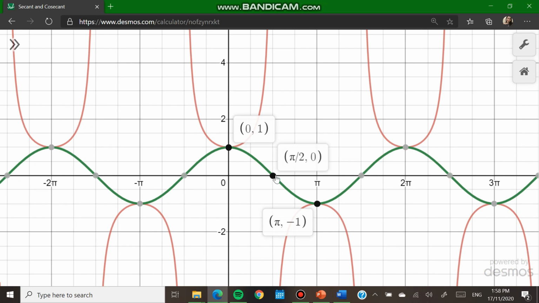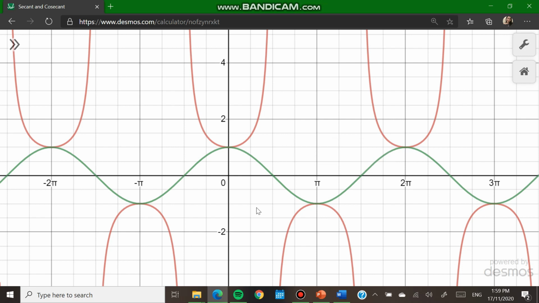However, on these points here, for example, pi over 2 and also 3 pi over 2, the cosine value is 0. Now, how will this affect our secant value? Again, take note that secant is the reciprocal of cosine, so we have to get the reciprocal of 0. The reciprocal of 0 is 1 over 0, which is undefined. So if the angle is pi over 2, for example, and also 3 pi over 2, the secant value will be undefined because we have to get the reciprocal of 0.